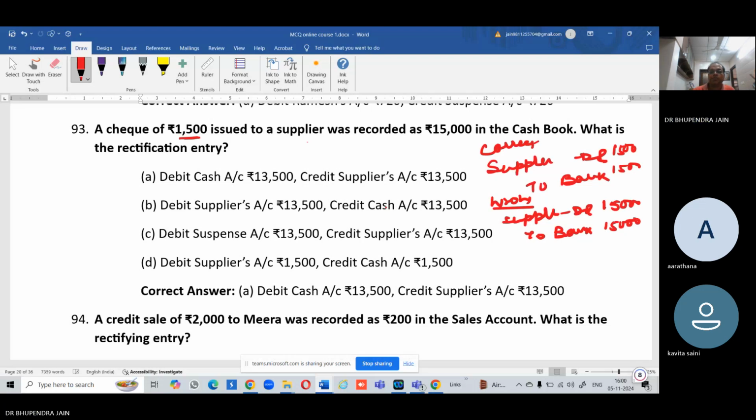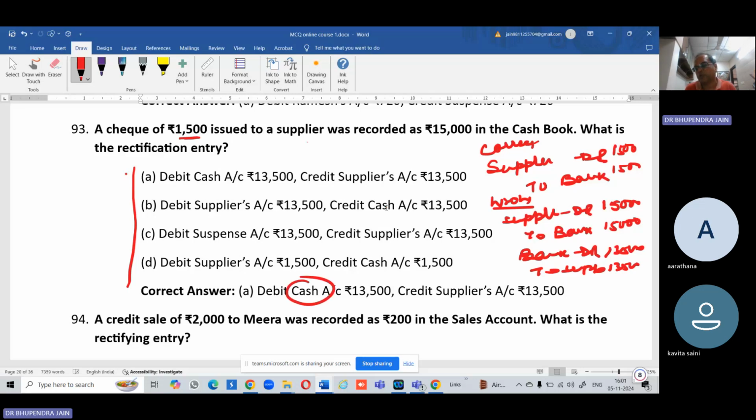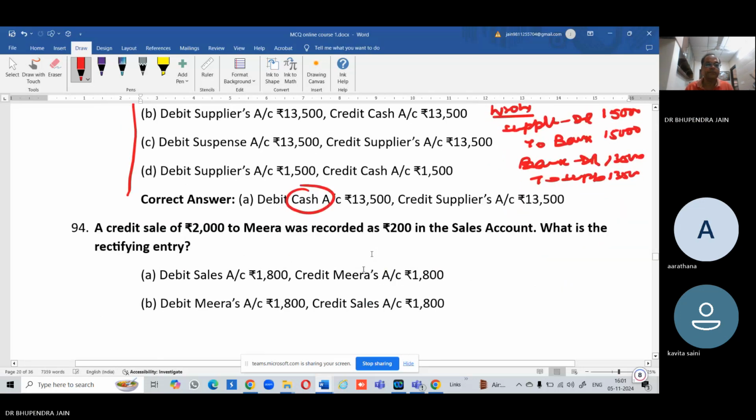Okay, but the answer is not exact. So the rectified entry should be bank account debit to supplier, not cash account debit to supplier. But the case is wrong. Entry should be bank account debit to supplier rupees 13,500. Next.